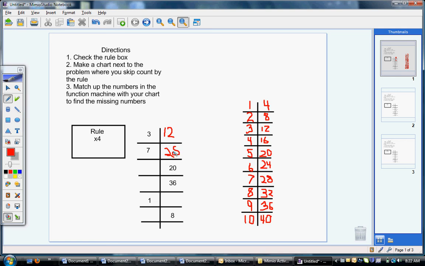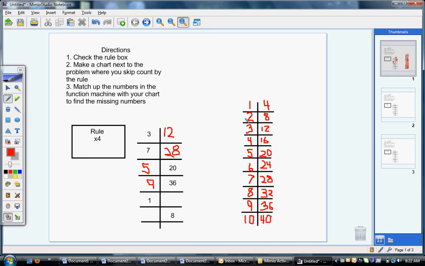Now the chart that you made is extremely helpful because now all I have to do is look at what's on the other side of 20 to figure out 4 times what equals 20. So over here I find 20 and it matches up with a 5 because 5 times 4 equals 20. Same thing here. I have a 36. I look down my chart to see what matches up with the 36. I can see that it's a 9. 9 matches up with 36 because 9 times 4 equals 36.